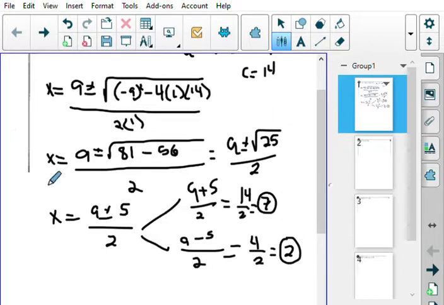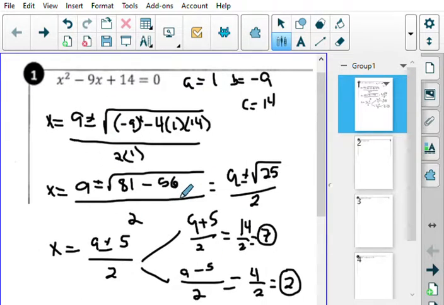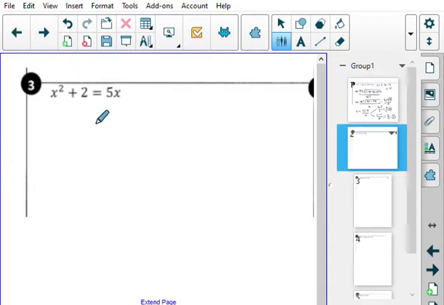All right, so again, that's 3 separate ways, graphing, factoring, and the quadratic formula to find the same answer, okay? All right, let's take a look at another problem here. Let's look at number 3.